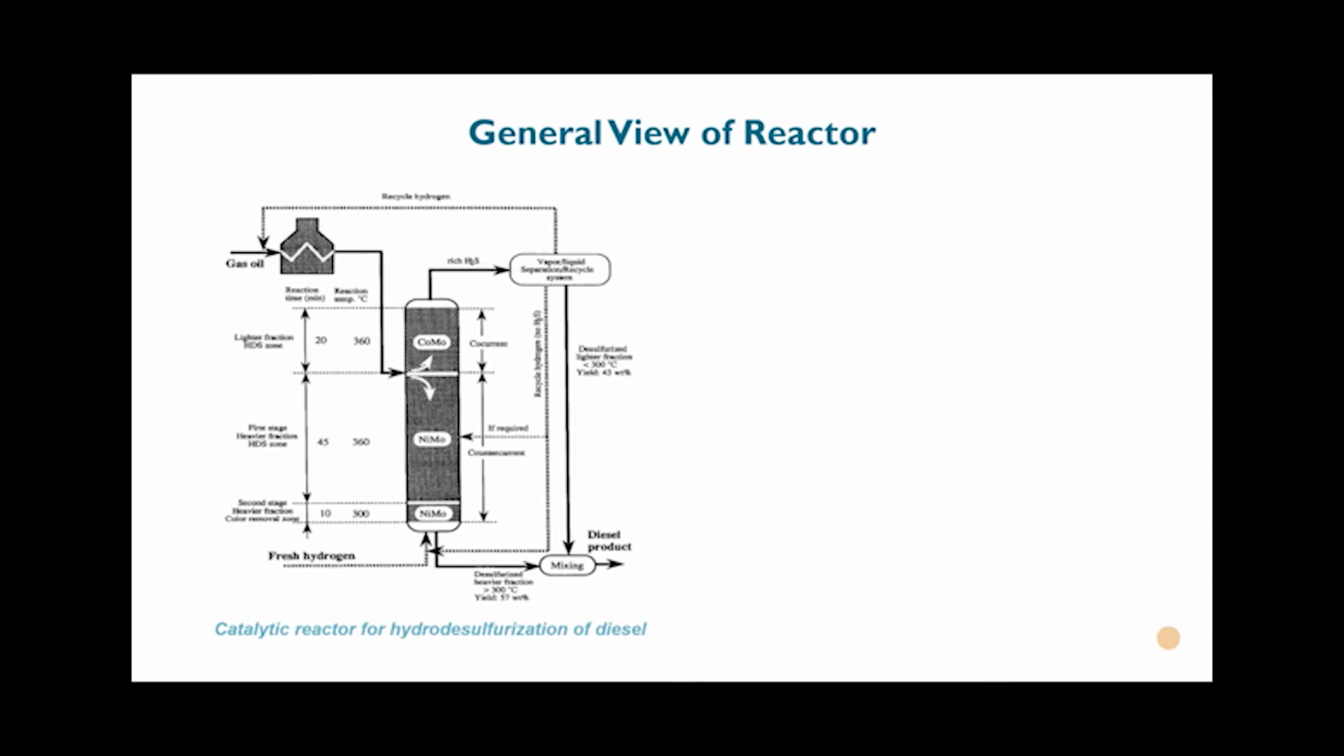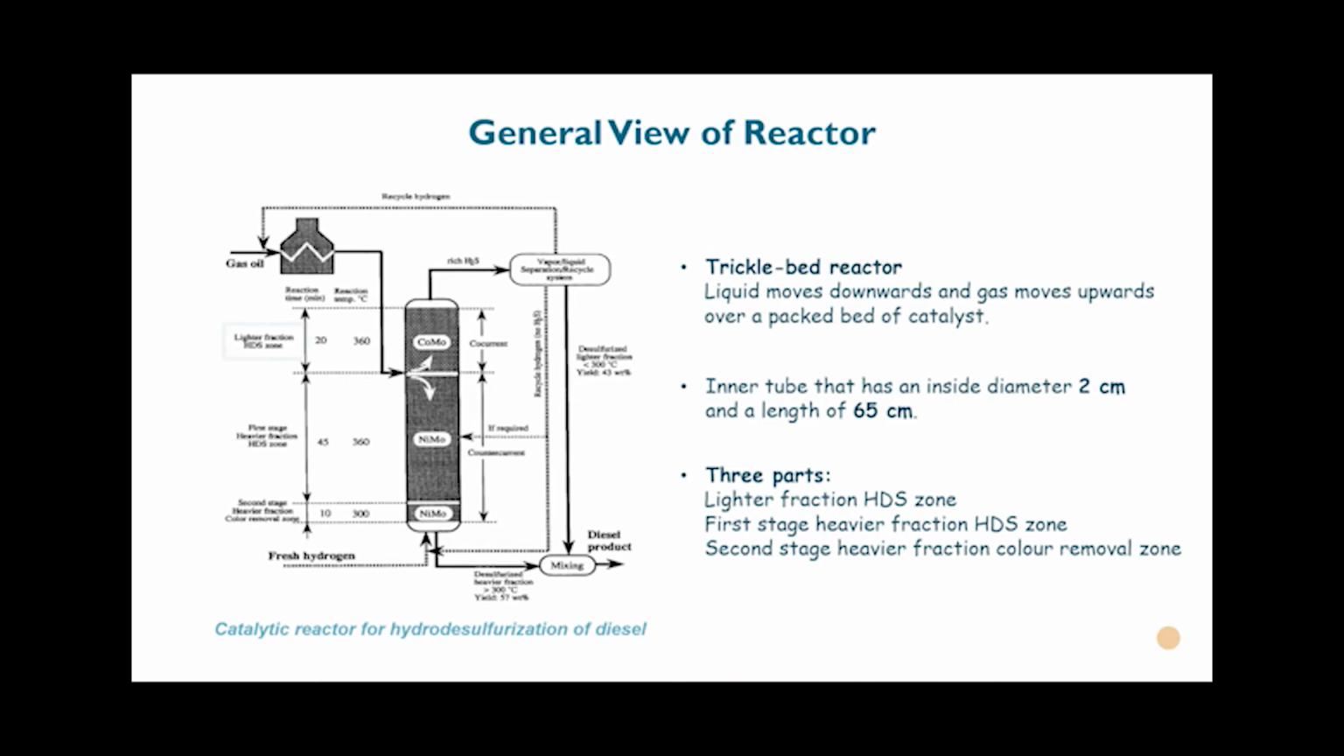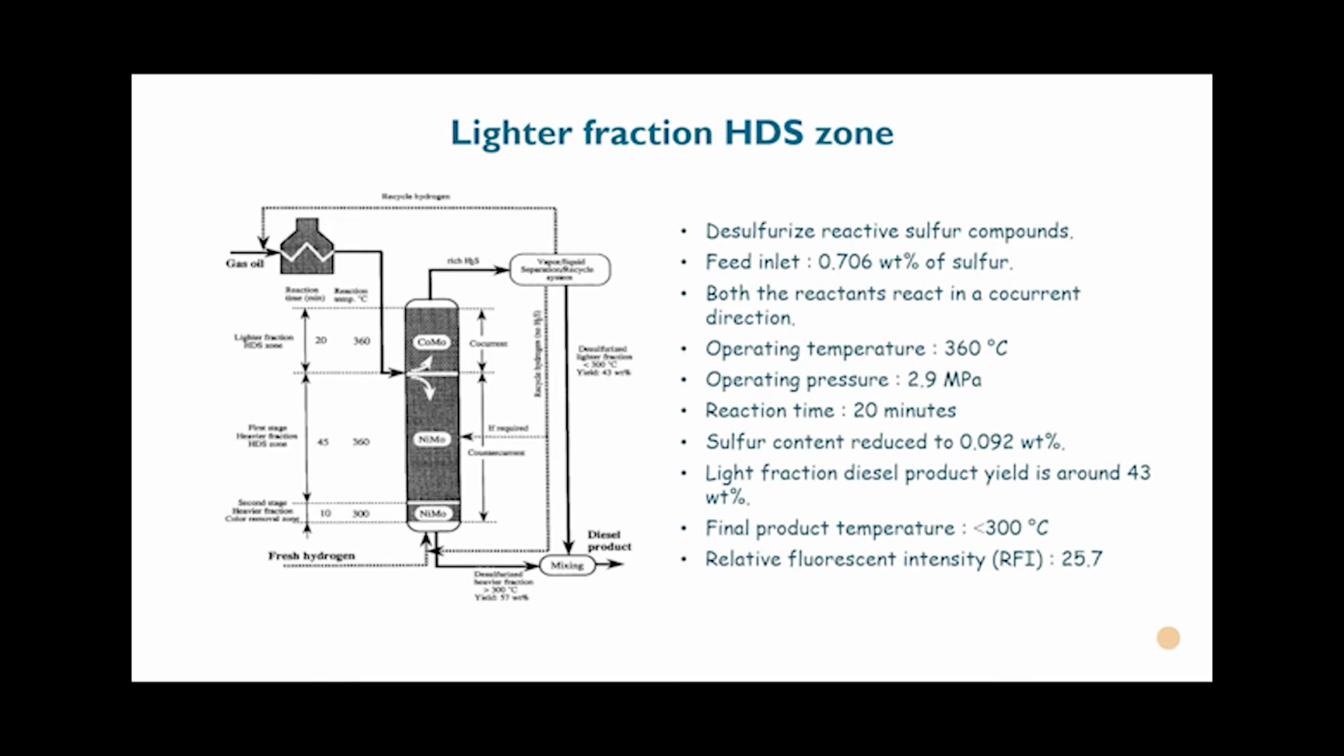The reactor used for the hydrodesulfurization of diesel is the trickle bed reactor. It has an inner tube with a diameter of 2 cm and a length of 65 cm. There are three parts in this reactor, which are shown in the figure here. We start with the light fraction HDS zone.